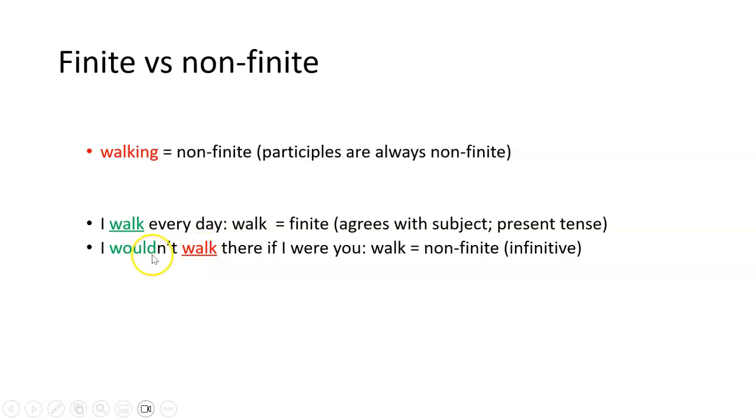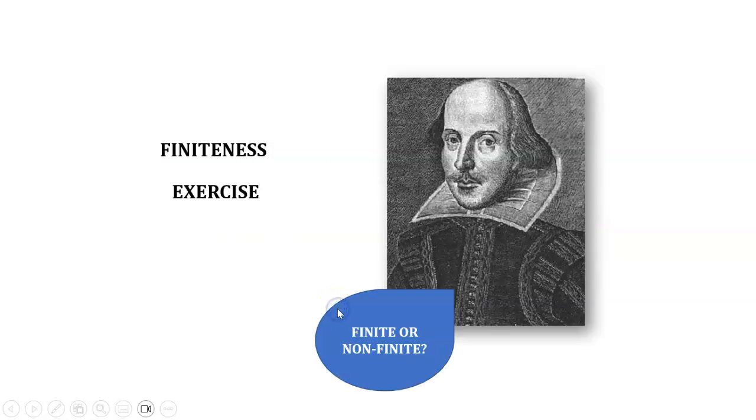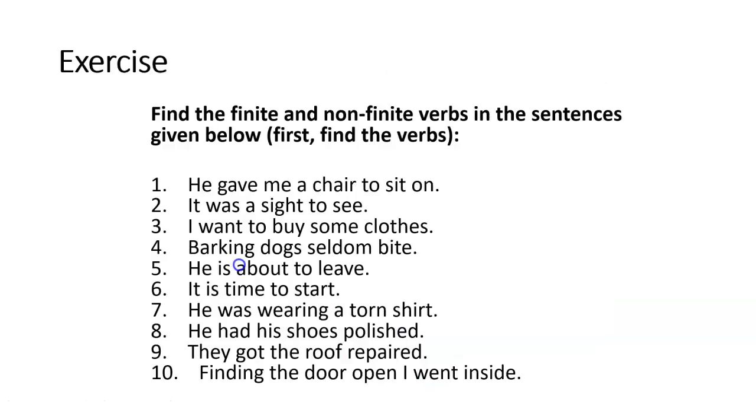Walk, but it has a different function in the text, in the sentence. Walk here is non-finite because it's the infinitive. It doesn't change. This one does because it's past tense. So this is the finite one. This is the non-finite one because it doesn't change. Let's look at more examples and see the pattern.